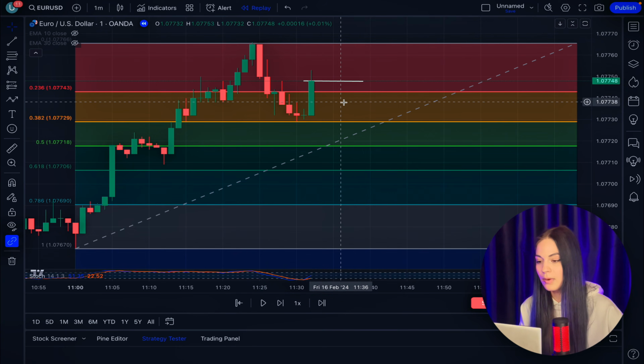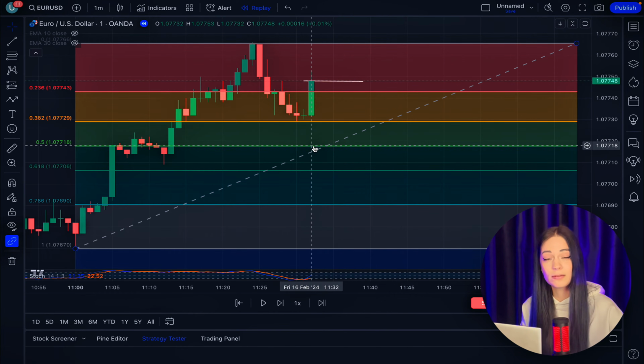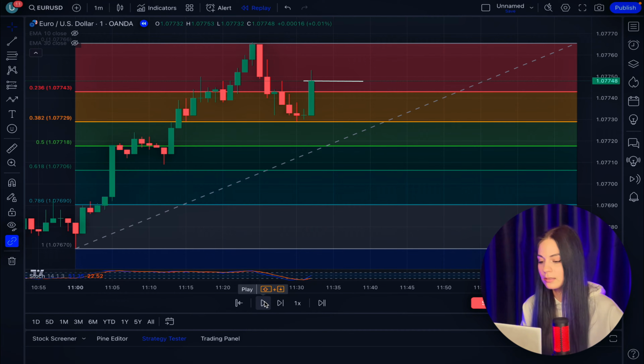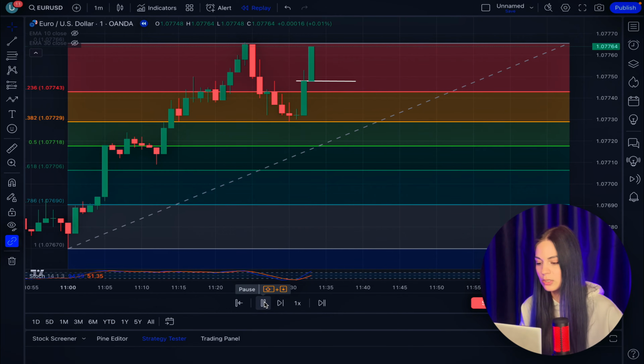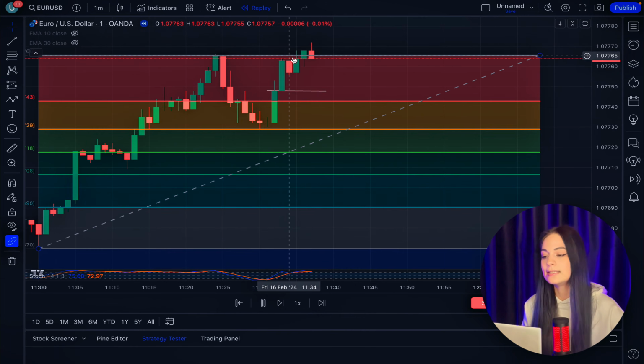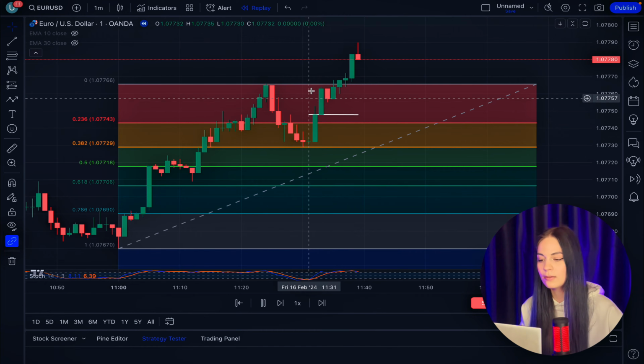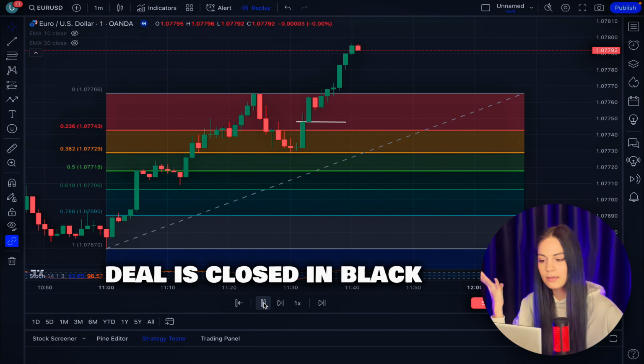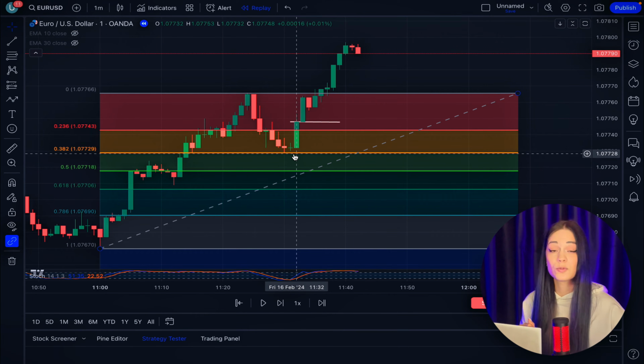So let's mark this place as the place where we're going to enter, and in this case I work with 3 or 5 minute expiration time, but let's talk about 3-minute expiration time, and today we're going to work with 3-minute expiration time. So we open a deal and we're waiting for 3 minutes, and of course the deal is closed in black on the 3rd green candlestick, and uptrend is continuing.